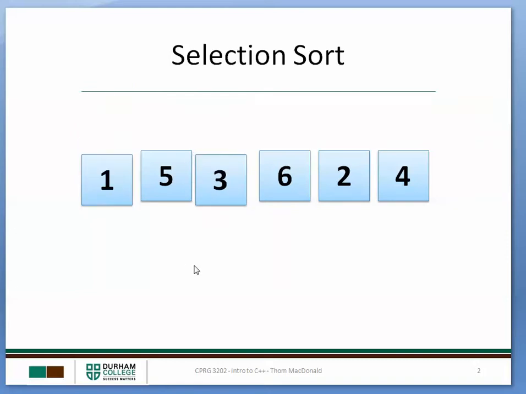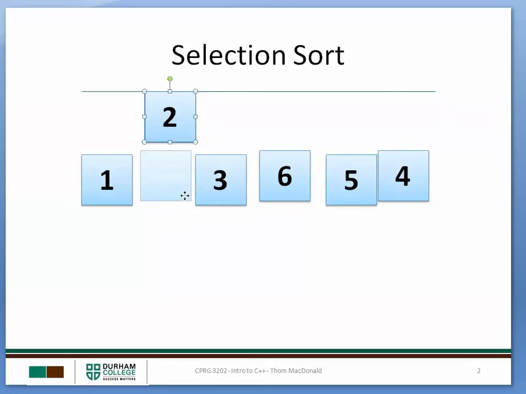Okay. So now I'm looking for the second lowest number. So 5, is there anything lower than a 5? 3 is lower than a 5. Anything lower than a 3? 6, no. 2 is lower than a 3. Anything lower than a 2? And 4 is obviously not. So it's the 2 that needs to swap with the second position. Okay, so we make that change.